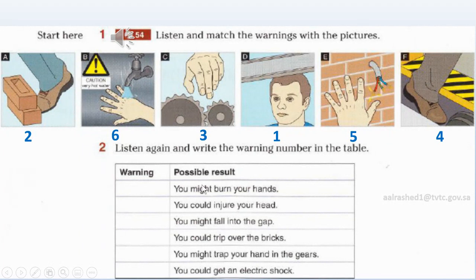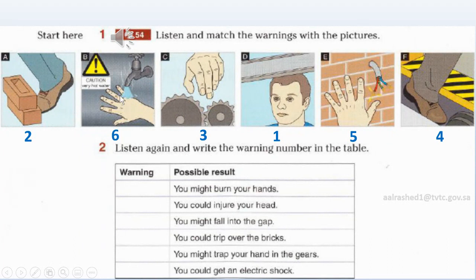Okay, number two. You already had the result, okay? But we need to match letters with each result. What do you mean by result? For example, let's look at letter B. Okay, this is hot water. What would happen if he didn't follow the instruction? Can you describe the picture? Basically, he burns his hand. He burns, this is the verb burn. You can see burn.